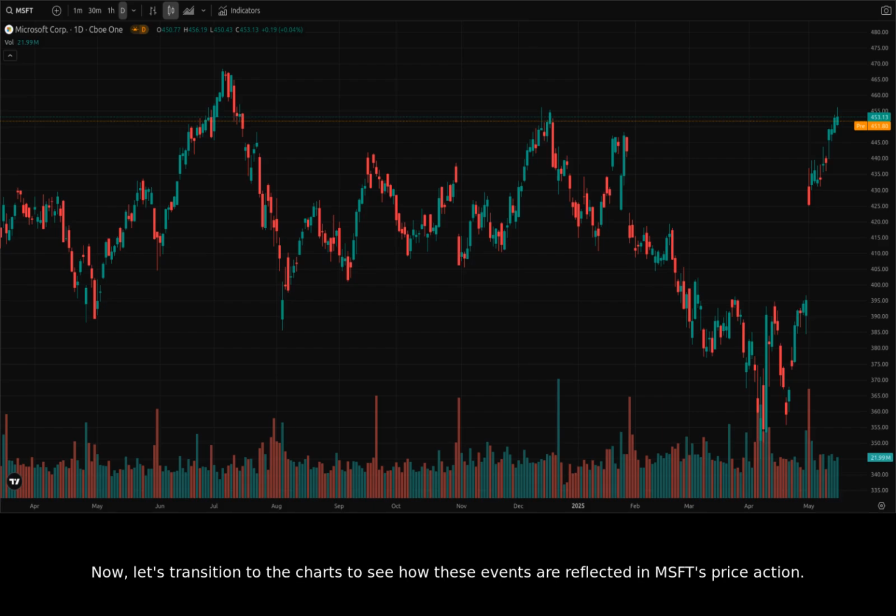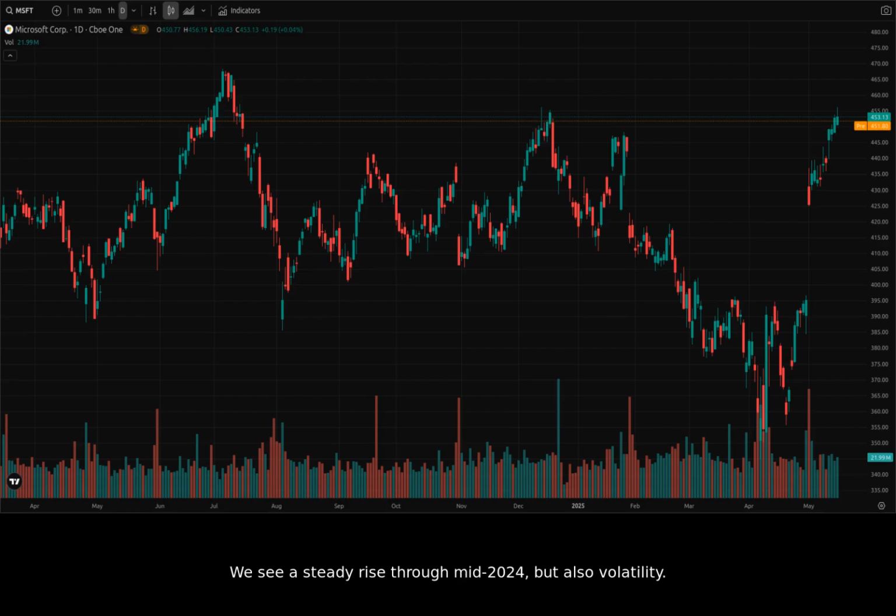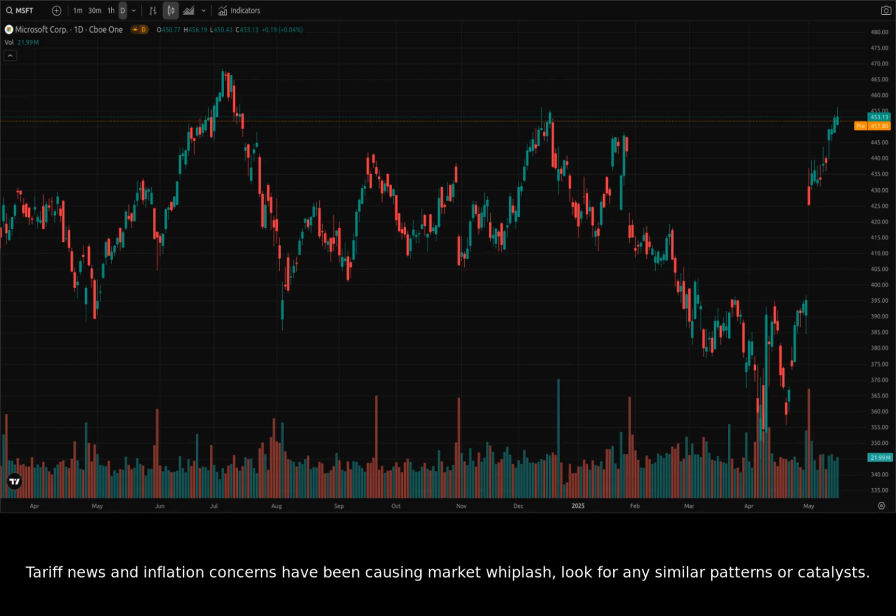Now, let's transition to the charts to see how these events are reflected in MSFT's price action. Looking at the daily chart, we can see how Microsoft has moved since January 2024, after the surge to 400, back down to a floor of 375 around March. We see a steady rise through mid-2024, but also volatility. Tariff news and inflation concerns have been causing market whiplash.